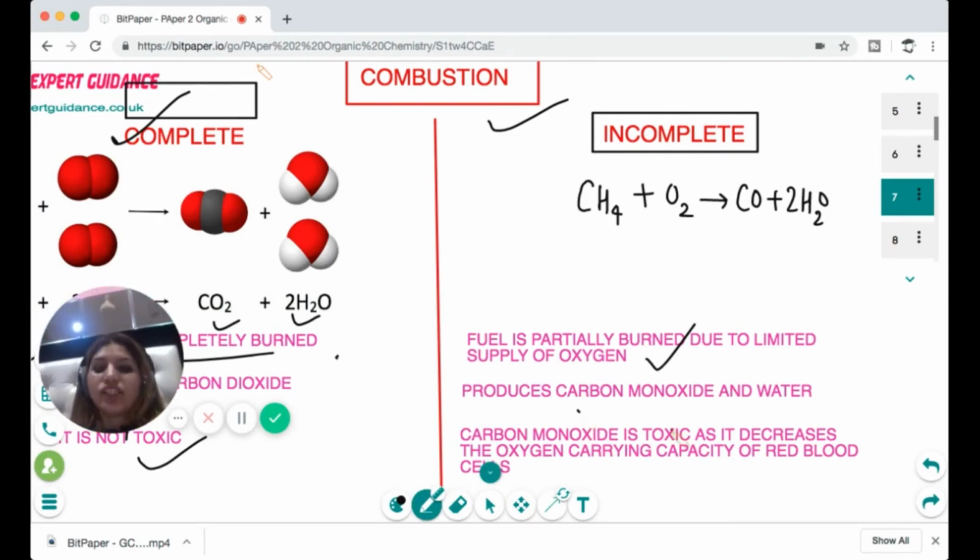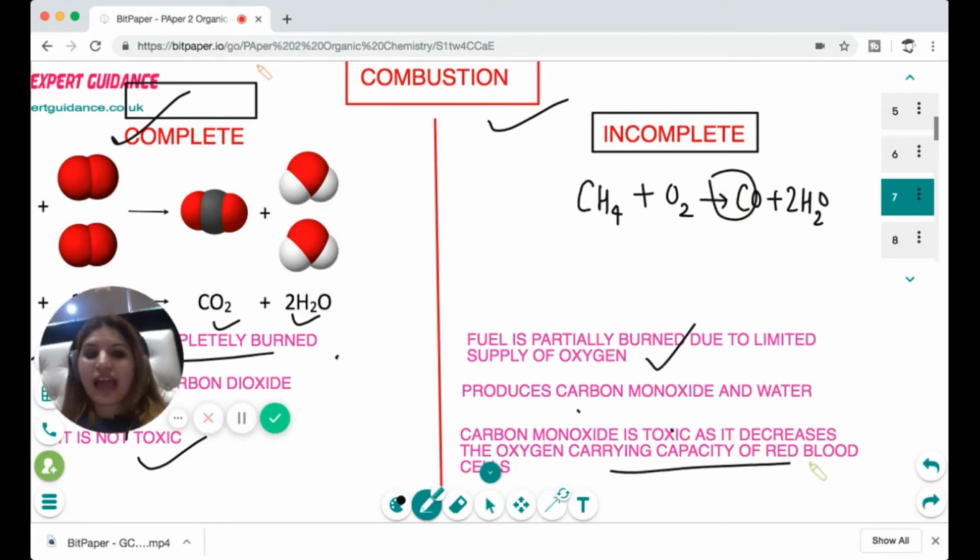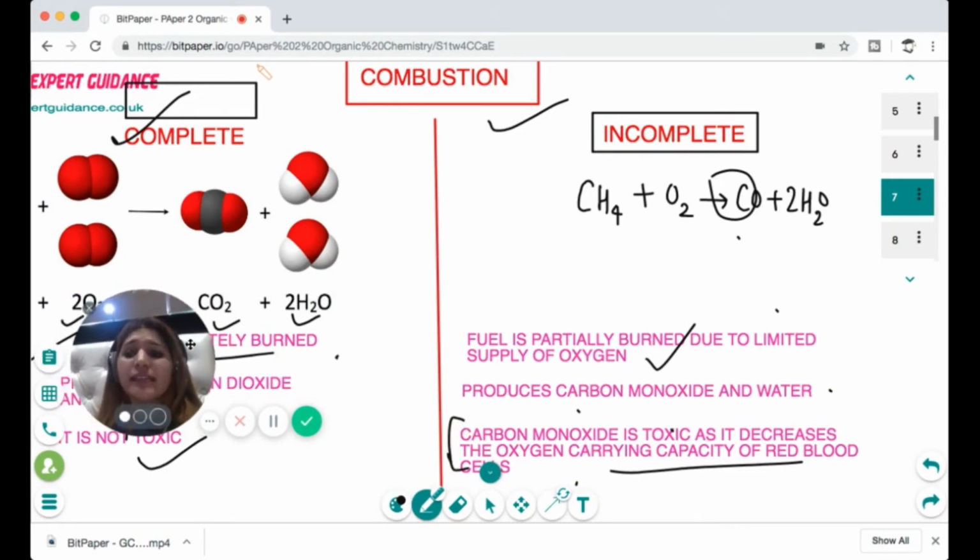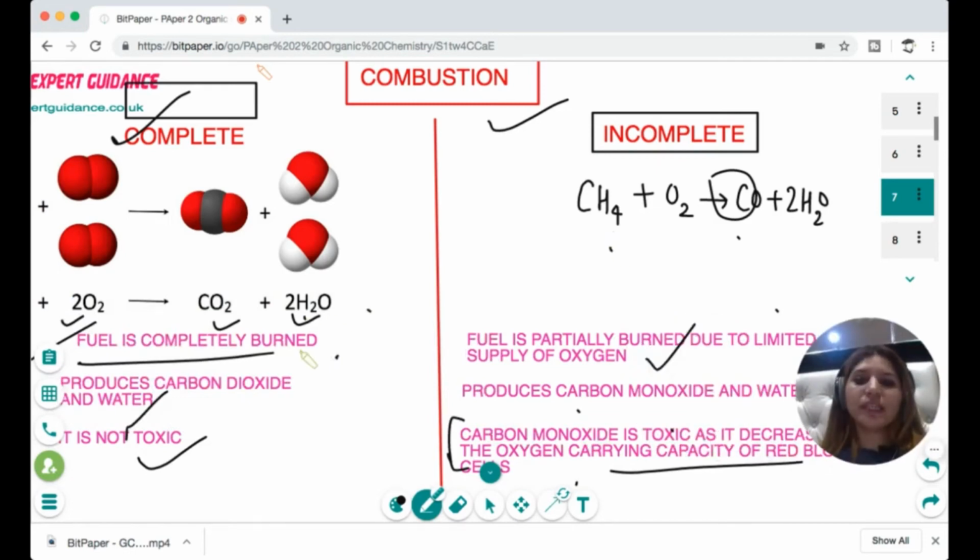Now, it is toxic as carbon monoxide is a toxic gas. It decreases the oxygen carrying capacity of the red blood cells. Therefore, it is very harmful. So incomplete combustion is harmful. In the exam, you should be able to write the equations of complete and incomplete combustion. Remember, in complete, write carbon dioxide and water. And in incomplete, write carbon monoxide and water and balance the equation.